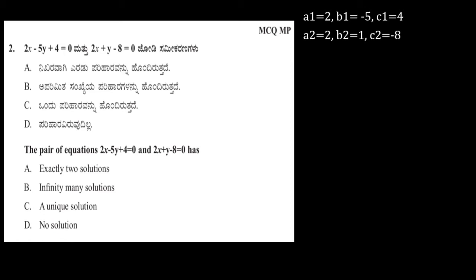Now we will take a1 by a2 is equal to 2 by 2 and b1 by b2 is equal to minus 5 by 1. If they both are equal to each other only, we need to check c1 by c2. If it's not, no need to check. So now we can check.